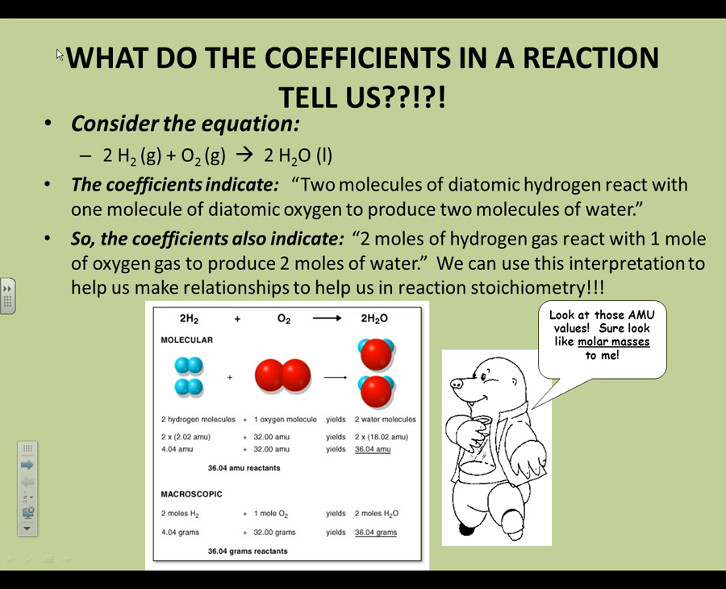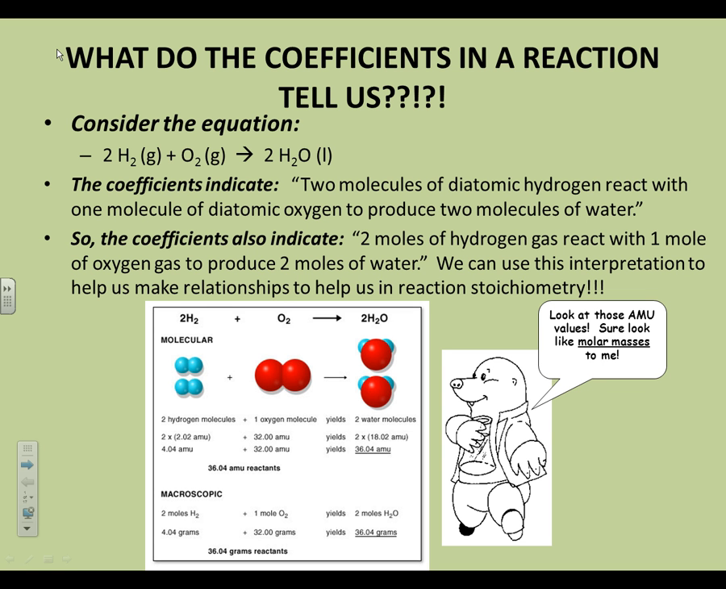So we've got an equation here. 2 moles of hydrogen gas react with 1 mole of oxygen gas to give you 2 moles of water. What do those coefficients indicate? I think those coefficients indicate that 2 molecules of diatomic hydrogen react with 1 molecule of diatomic oxygen to produce 2 molecules of water. Then that would be correct.